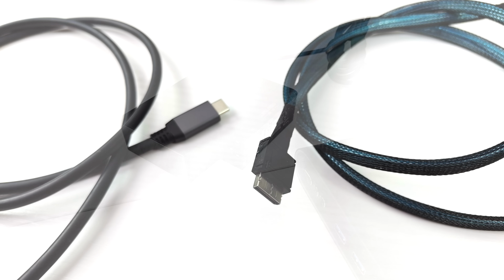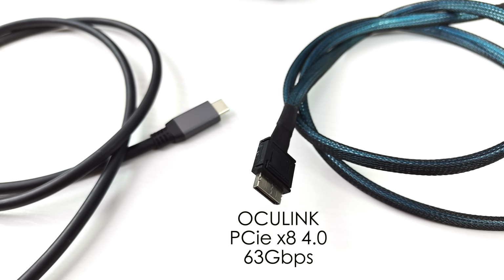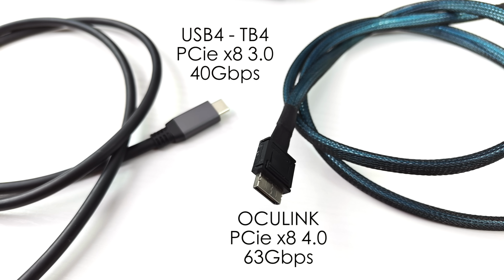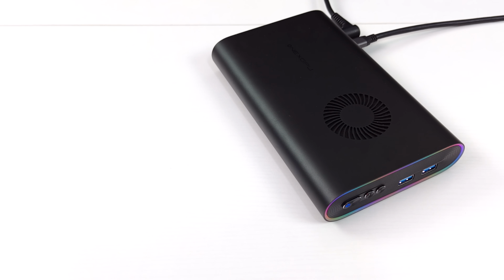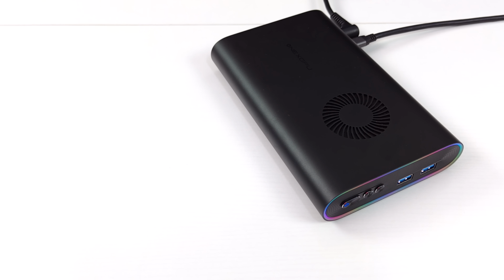Okay, so some of you might be wondering what OCULINK is. Now, on the channel, I've been doing quite a bit with OCULINK. We've been seeing a lot of mini PCs and handhelds hitting the market with an OCULINK port. Basically, it's a shrunk-down external PCIe X8 4.0 slot, and it'll run up to 63 gigs. When you compare that to USB 4 or Thunderbolt 4, that's PCIe X8 3.0, and that'll only run up to 40 gigs. So obviously, OCULINK can handle more bandwidth, and when you pair that up with an external GPU, it really does make a difference.